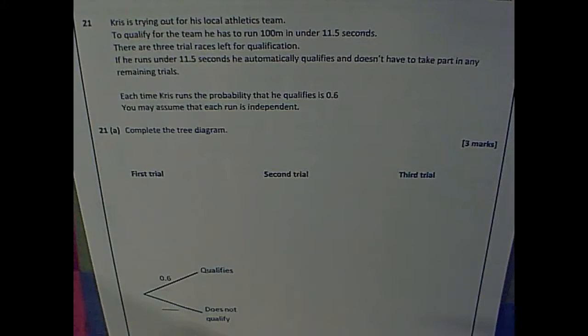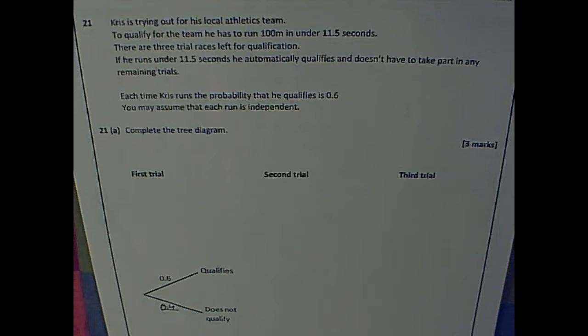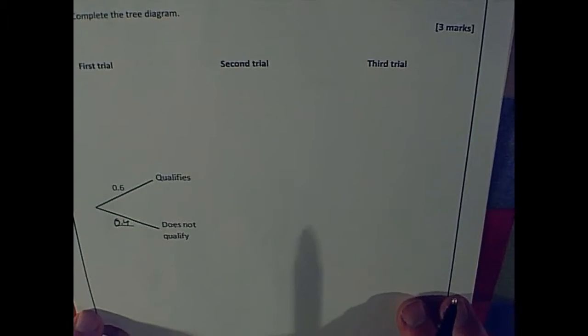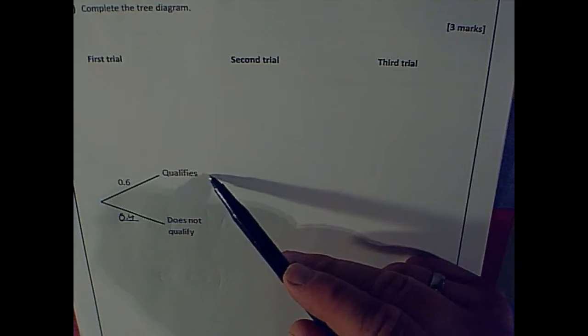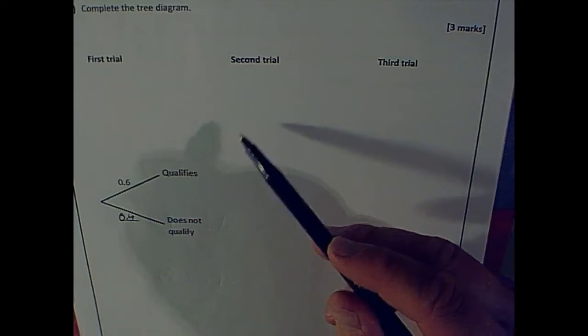Qualifies, does not qualify in the first trial, 0.4 here, right? Because that's got to add up to 1. He's either going to qualify or he's not going to qualify, so that adds up to 1. Now, if he qualifies, that's it. He doesn't take part in the second trial, so I don't need to split this off here.